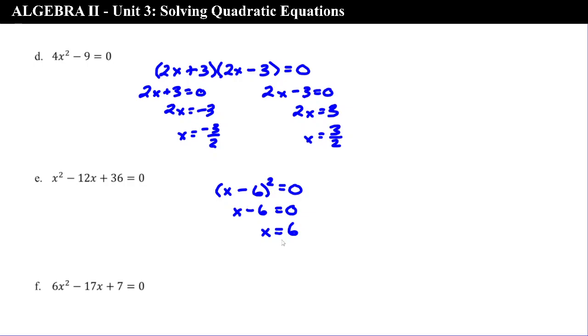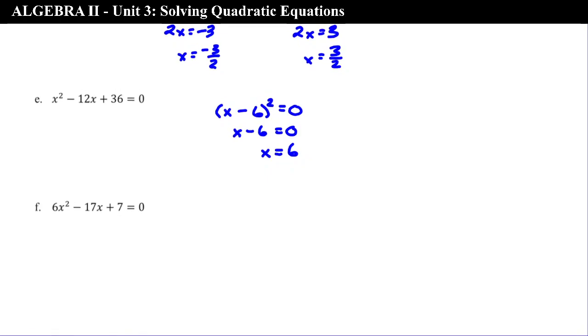Okay, x equals 6. In fact, anytime you have a perfect square trinomial, you will have one solution, and that solution for x will be located along your axis of symmetry.